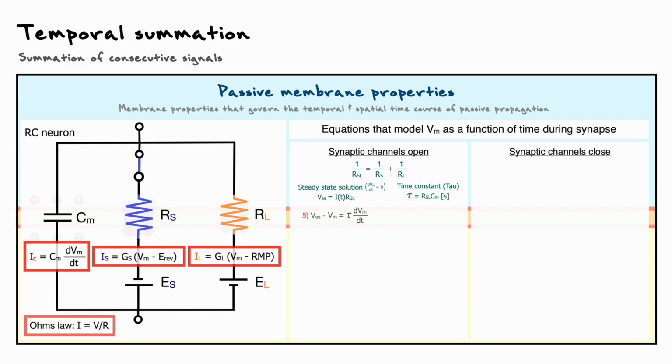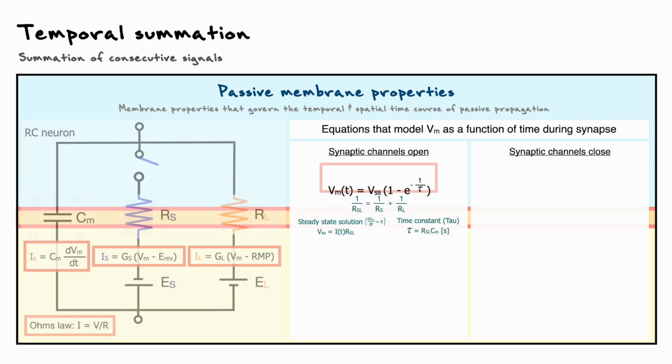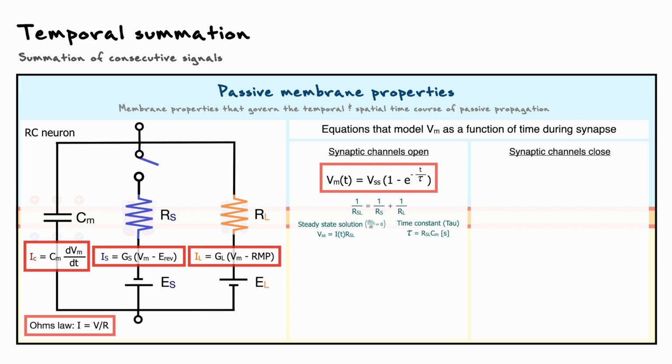Nevertheless, by substituting these variables, we can rearrange the equation to get this form. The next step in our derivation will actually be to integrate the differential equation we came up with. I will let you go through the steps on your own, but basically we end up getting this exponential equation where the membrane potential as a function of time is equal to the steady-state voltage times the exponential factor. This should suffice us for the first state. Now, when the synapse is closed and the membrane potential returns to baseline, the conditions change.